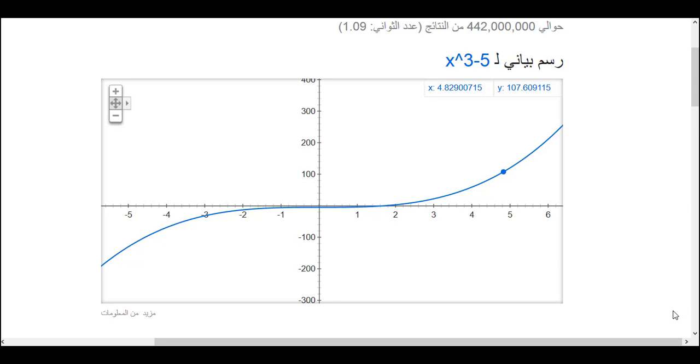Hello everybody, we will talk today about how to get the root of a single variable equation. As you see, we have here the equation x to the power 3 minus 5. To get the root of this equation, we will use two methods.